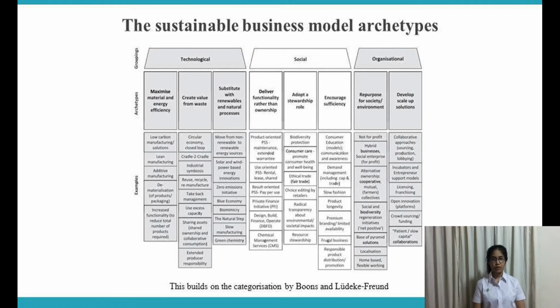in defining descriptive grouping. The technical grouping include archetypes with a dominant technical innovation component, such as manufacturing process, product redesign, and create value from waste. The social grouping include archetypes with a dominant social innovation component, such as innovation in consumer offering, changing consumer behavior. While archetypes in the organizational grouping have a dominant organizational innovation change component, such as changing the fiduciary responsibility from the firm and develop scale-up solutions.